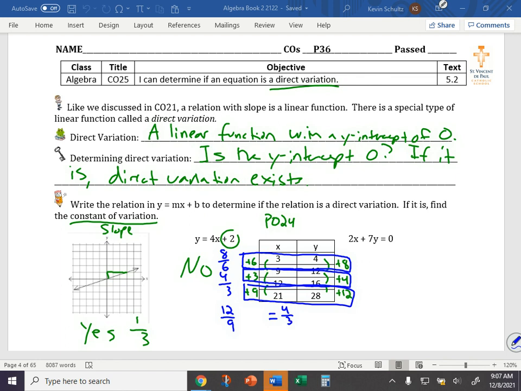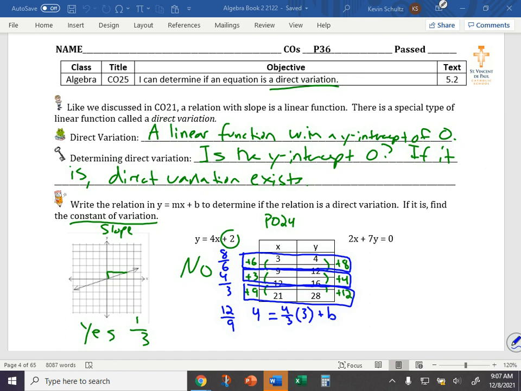But we still need to figure out what the y-intercept is to determine whether direct variation exists or not. So what do we do next? Think back to CO24. What's our next step? Arlene. Choose an ordered pair and then plug them in for y and x. Which one would you like? Here we've got 4 options. 3 and 4. Okay. So 4 equals 4 thirds times 3 plus b.